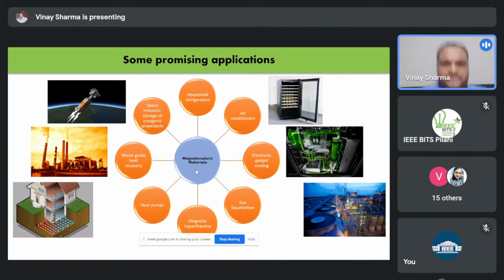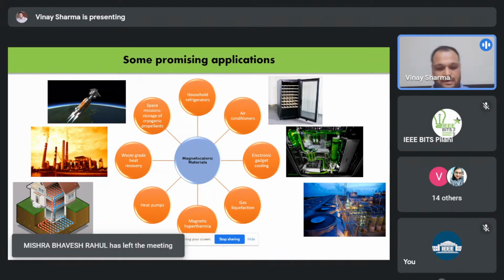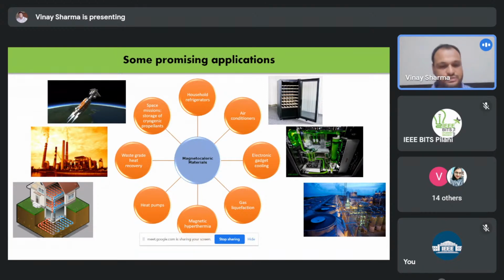So what are the promising applications of these magnetocaloric materials? These can be used in household refrigerators. They can be used in air conditioners. They can be used in electronic gadget cooling. This is quite a hot topic right now, using magnetic nanomaterials in cooling of electronic gadgets. For example, my laptop emits a lot of heat, around 50 to 60 to 70 degrees based on the usage. But this heat is actually wasted in the environment.